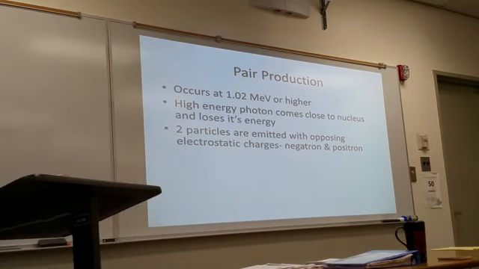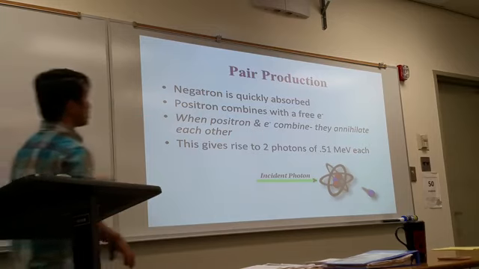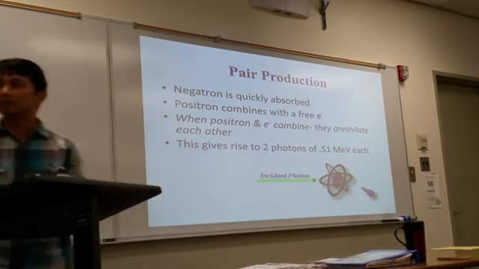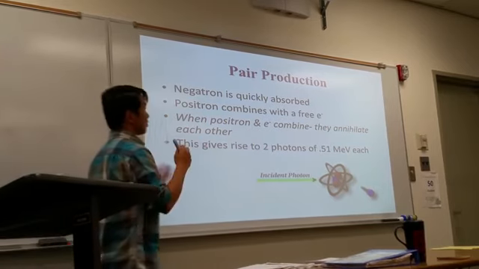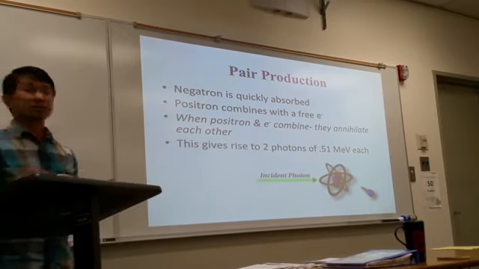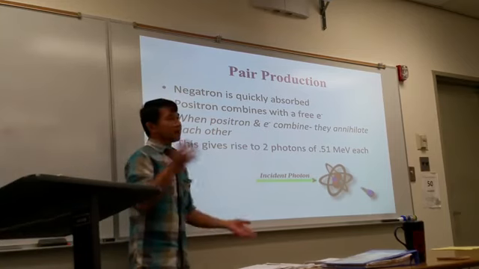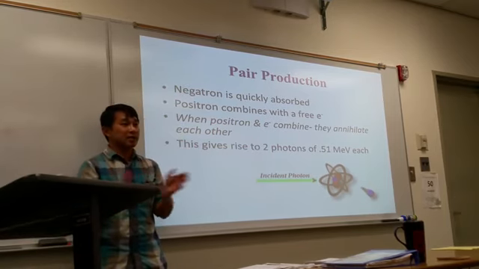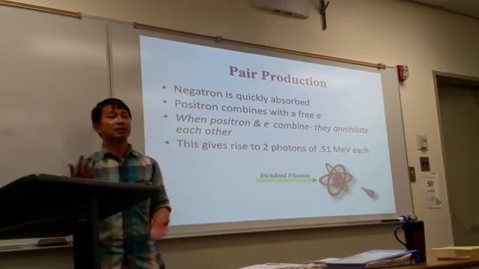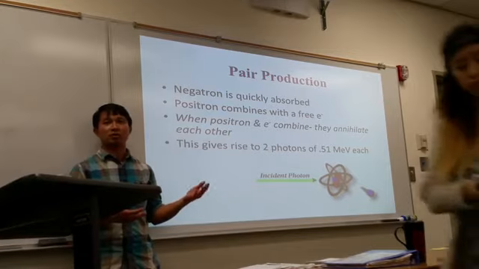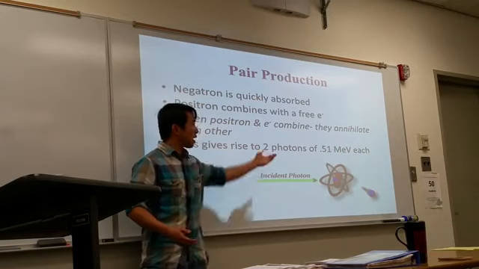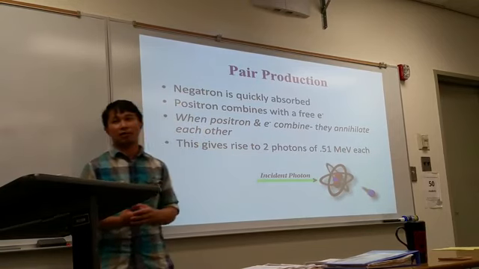And these two types of charges interact. The negatron actually absorbs back into the atoms. The positron then interacts with the other electrons. During this interaction, the positron and the electron combine and eliminate each other. As they eliminate each other, it produces two photons, each having half the value of 1.02, so two photons scatter out, each about 0.51 mega electron volt.